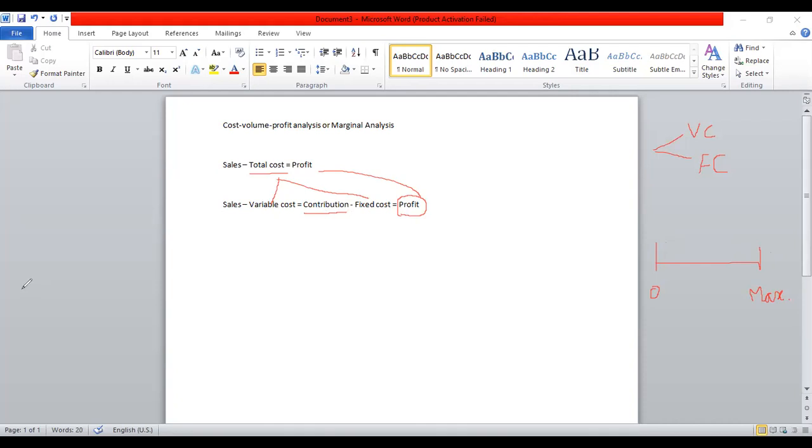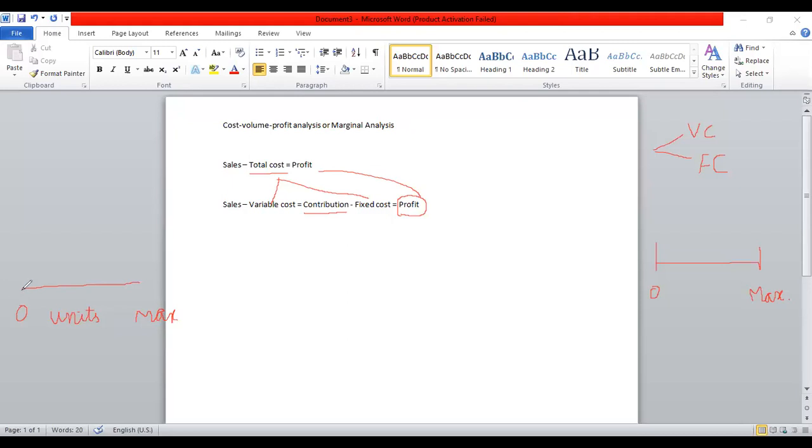On a scale of output, let's say starting from zero to the maximum capacity, if we put the number of units or the output on the x-axis, from zero number of units until they reach the maximum capacity.